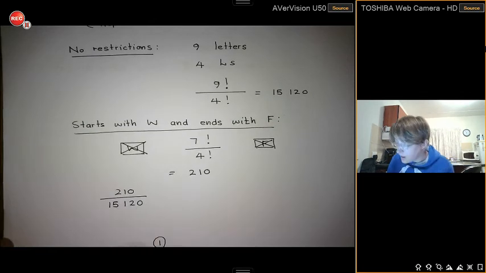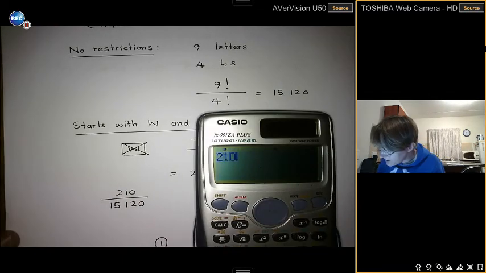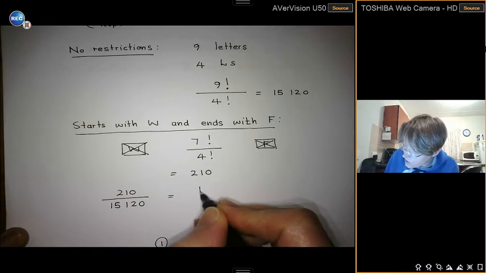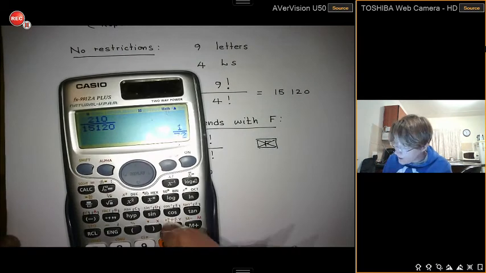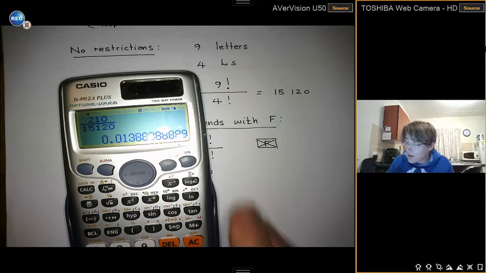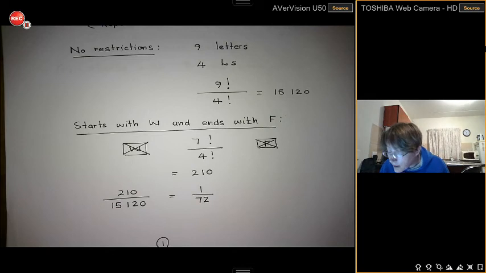15,120. And again, you're perfectly allowed to leave it like that. If you want to, you can simplify the fraction. So we can say 210 divided by 15,120, and that's going to be 1 over 72. I can just write 1 over 72, which is more accurate, because if you round it off to one decimal place, you're going to get 0.0, which you really don't want. That's why generally, especially with these ones, we leave them either as an unsimplified fraction or a simplified fraction. It's probably a good idea to simplify the fraction, but that should be pretty obvious.